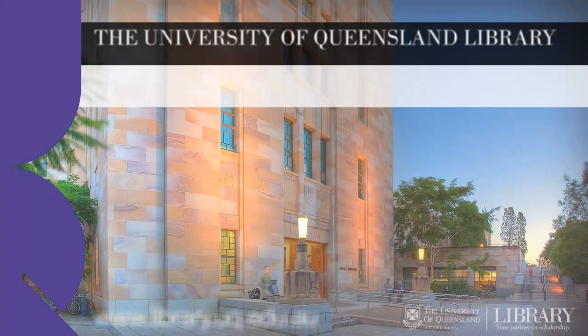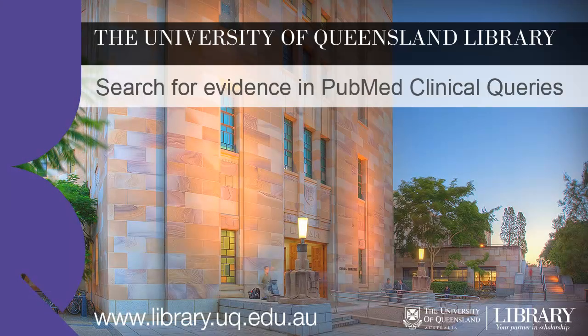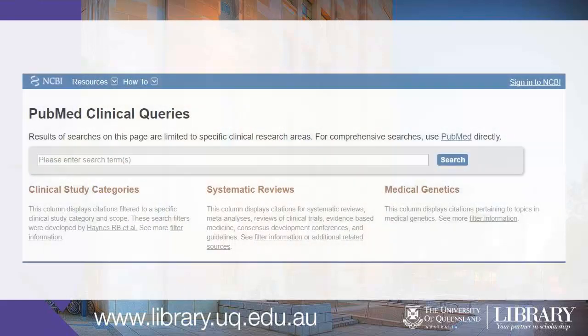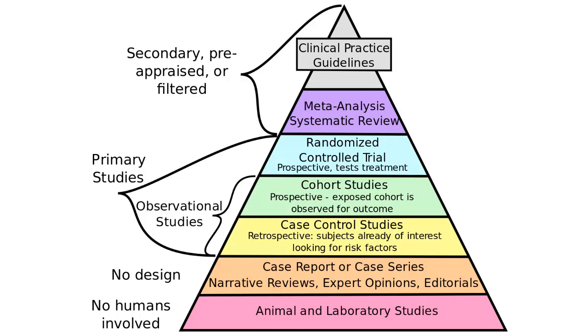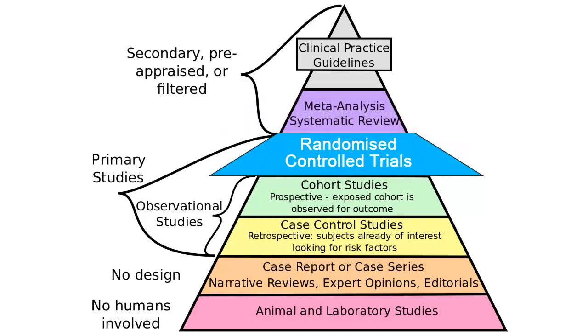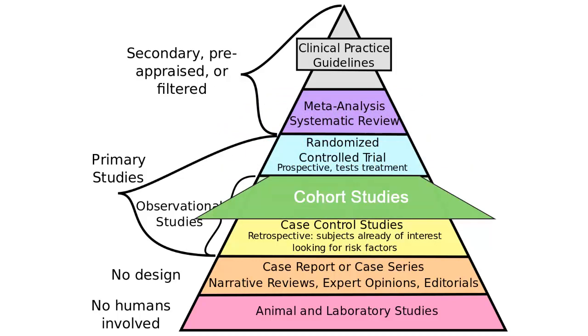Search PubMed Clinical Queries to find evidence to answer your clinical questions. PubMed Clinical Queries is a tool designed to help busy clinicians to find evidence on a topic quickly and easily. Search it to find evidence for all types of clinical questions after first checking Cochrane Library for the highest levels of evidence. PubMed Clinical Queries contains different study types, including systematic reviews, randomized controlled trials, and cohort studies.